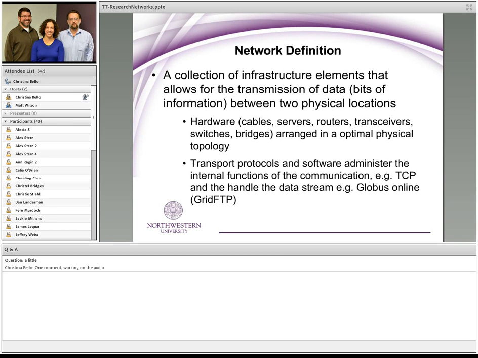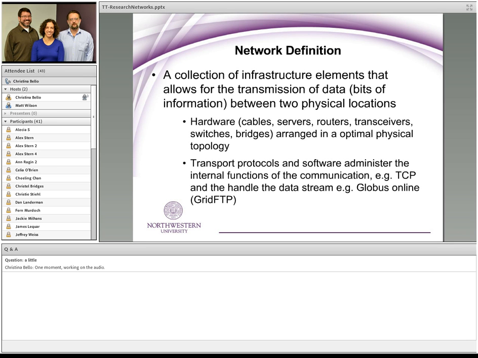Well, you will have the hardware, which are all the cables, the servers, the routers, switches, bridges, but I wish we had the time to explain what each and every one is doing, but if you get the presentation, the answer is one Google question away. All of this hardware has to be arranged in a kind of an optimal physical topology in order for the data to seamlessly go from one location to another.